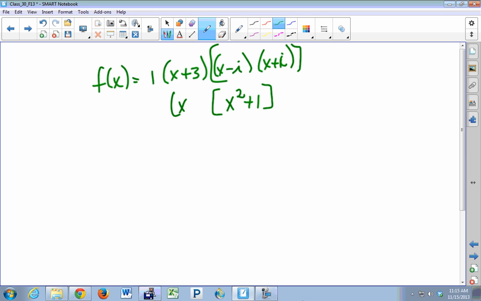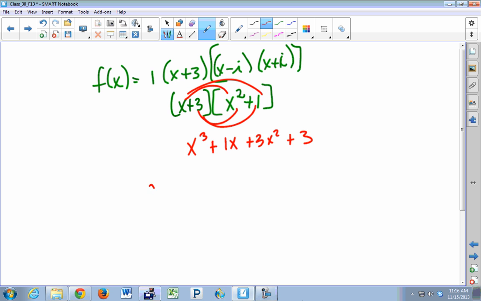And then we multiply that by x plus 3. And we still use FOIL here. We get x times x is x cubed. x times 1 is 1x. 3 times x squared is 3x squared. And 3 times 1 is 3. So written out in polynomial form with descending order, looks just like this.